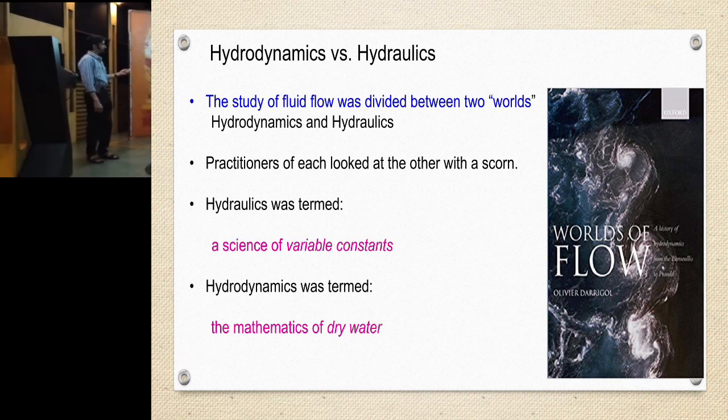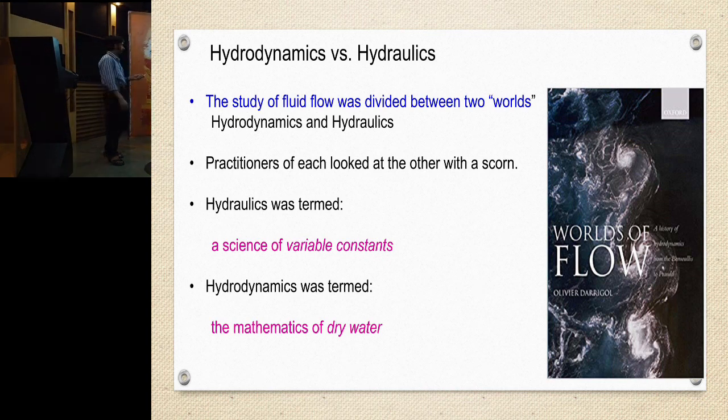And they looked at each other with scorn, with ridicule. Hydraulics was termed a science of variable constants. Now, how can a constant be variable? It was sarcastically called that because these constants changed. Every little change they wanted in their design, they had to make a new test and measure a new constant. So there was no underlying principle on which a new design would be arrived at.